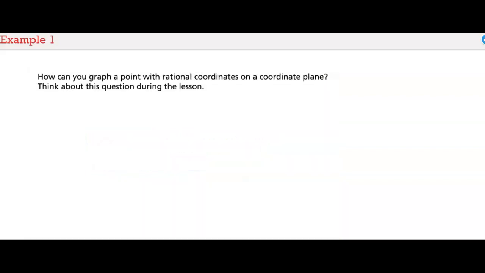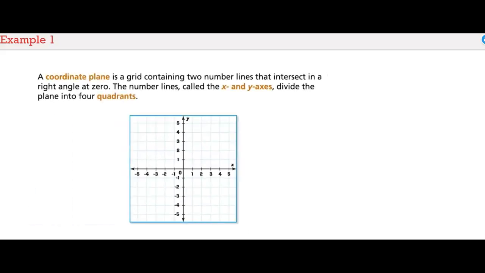How can you graph a point with rational coordinates on a coordinate plane? Think about this question during the lesson. A coordinate plane is a grid containing two number lines that intersect in a right angle at 0. The number lines, called the x and y axes, divide the plane into 4 quadrants.